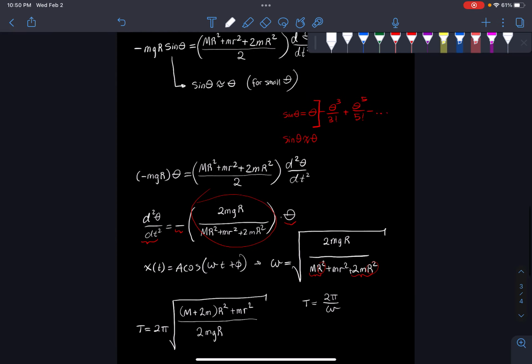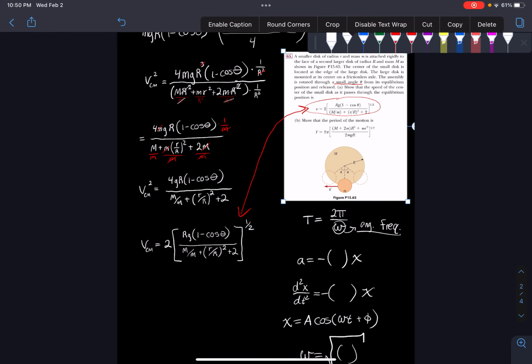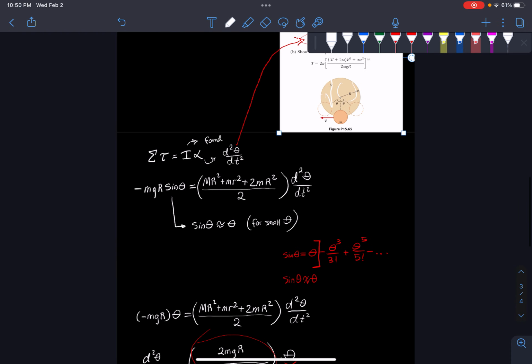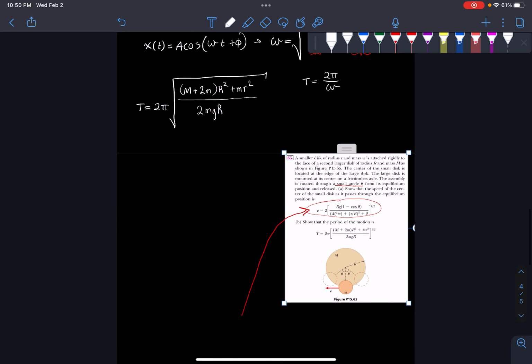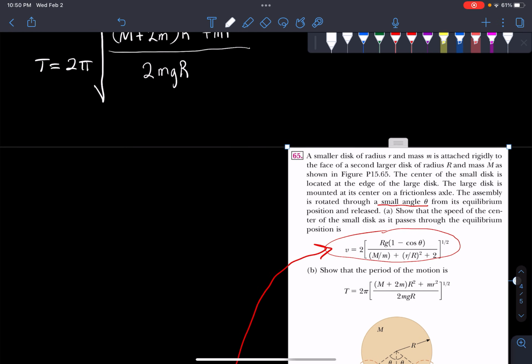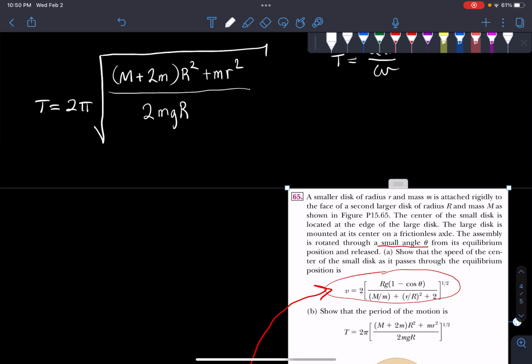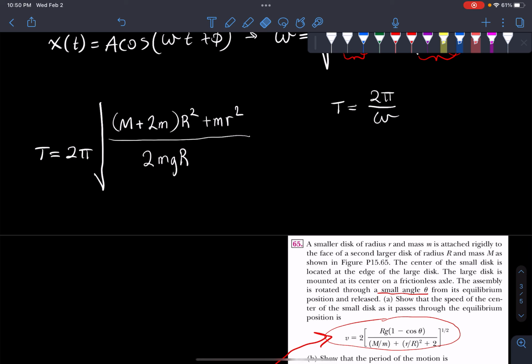Let me check. I'm going to bring this image down again. Yeah, that looks pretty good. So we have M plus 2m R squared, m r squared, 2mgr, 2 pi. They have it raised to the 1/2 power, but it's the same thing, square root is the 1/2 power.